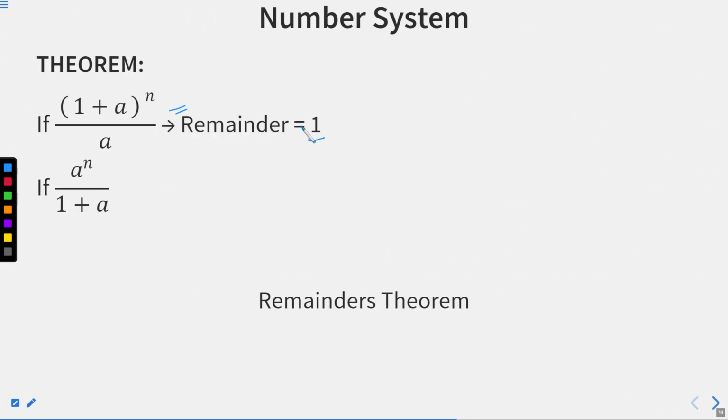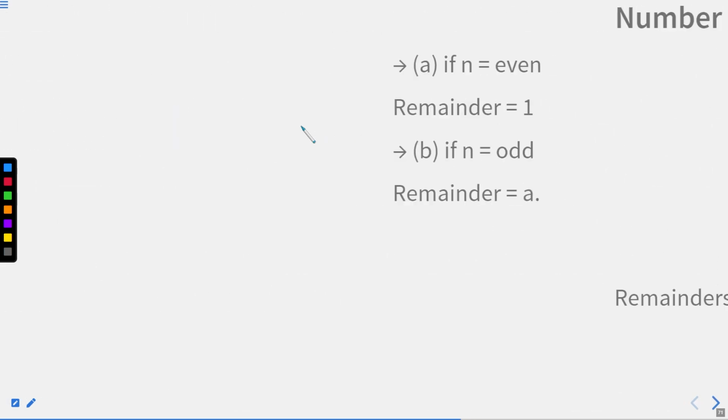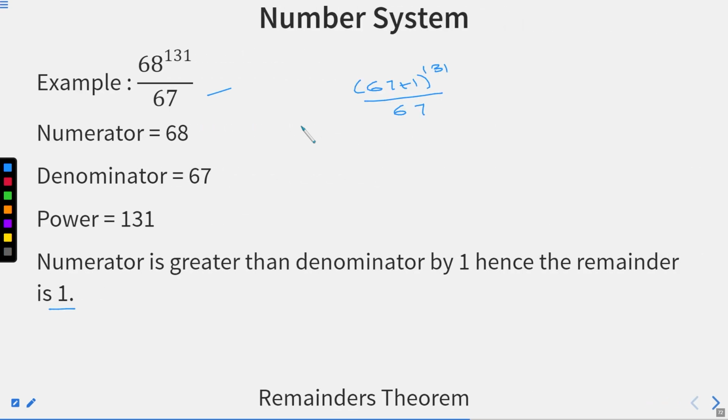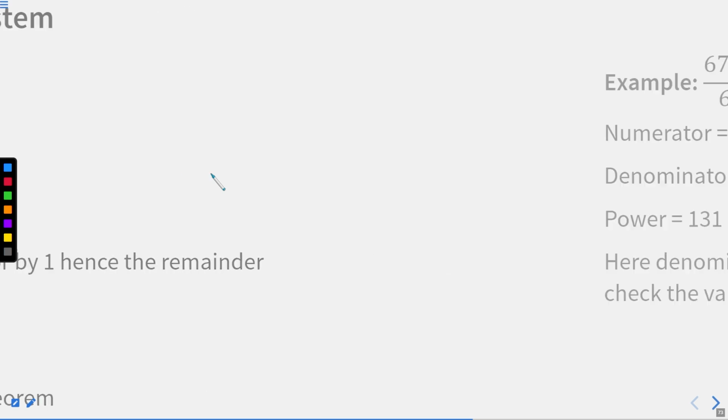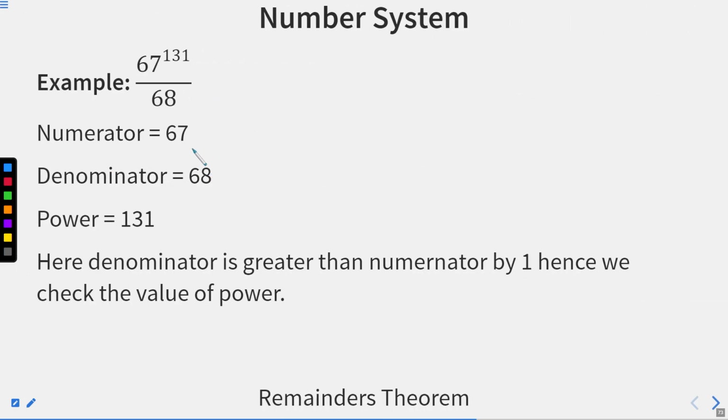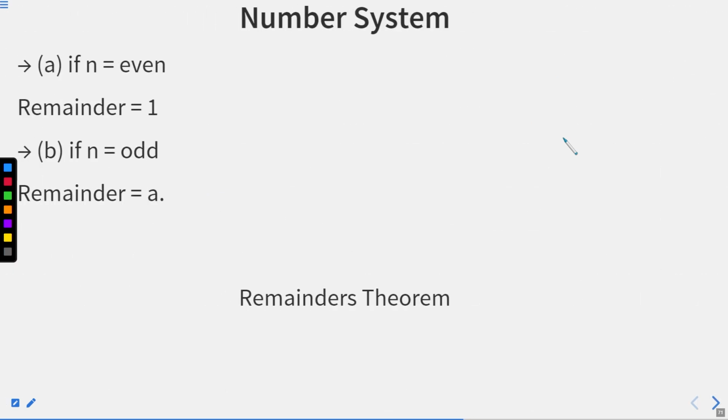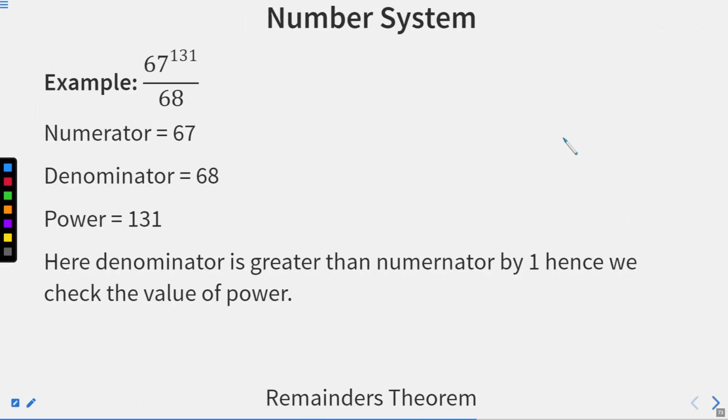Now identify. It is a to the power n upon 1 plus a. So numerator is 67, denominator is 68. So you can write it as 67 to the power 131 upon 67 plus 1, which is exactly the form which we wanted to see. So here the power is odd, 131.